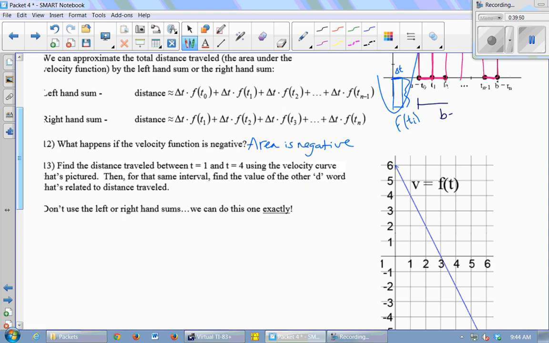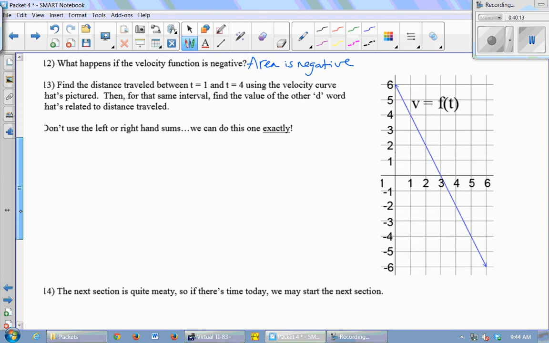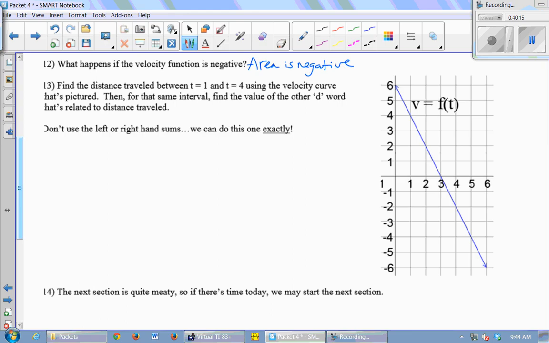So velocity has a sign, positive or negative. Positive would indicate movement in one direction. Negative indicates movement back the way you came. So if area is distance traveled and you have negative distance traveled, that just tells you how far back you went. So let's look at number 13 here. I have a velocity curve graphed. I want to find the distance traveled from t equals 1 to t equals 4 using this velocity curve.